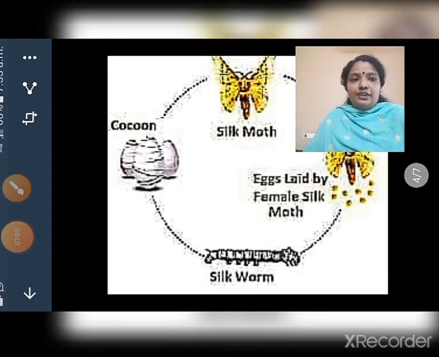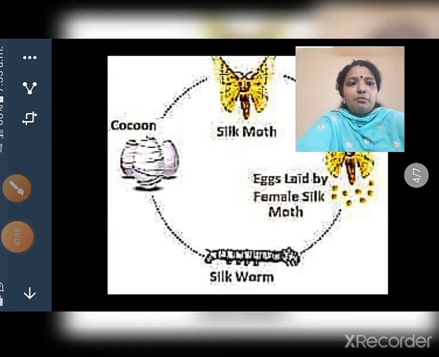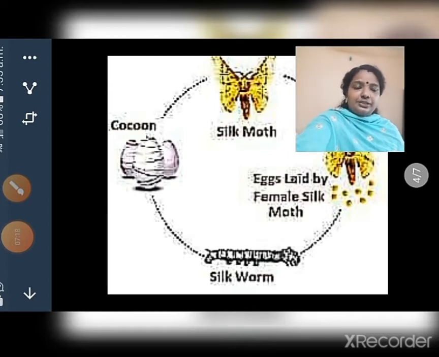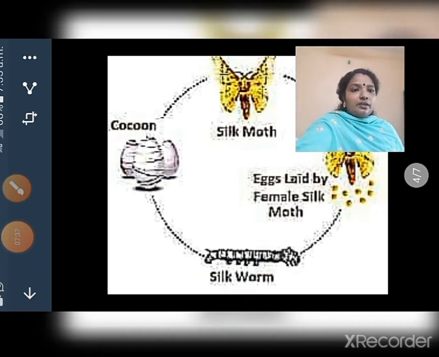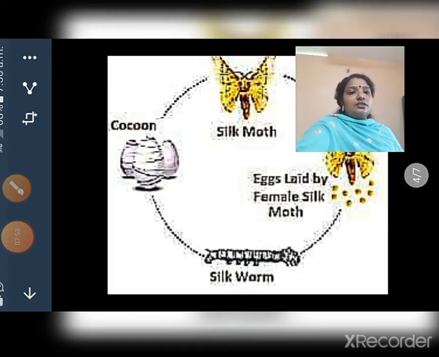In this stage, the head movement of the pupa is like a figure of 8. As a result, it creates a fiber which is rich in protein. This fiber is exposed to sunlight, which gives silk fiber. Then the pupa covers its whole body with the fiber. This covering is known as a cocoon.